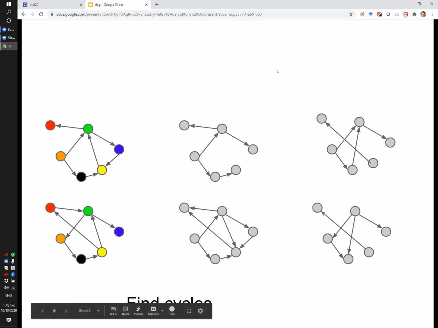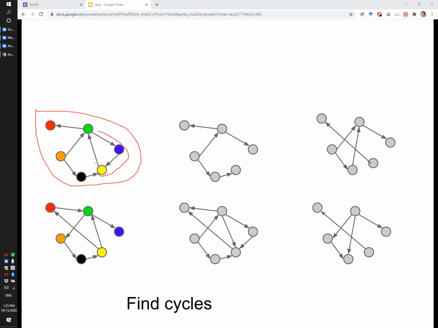So here are some examples. This is a directed cycle: green, yellow, blue. This would not be a directed cycle because, no matter in which way you go along this cycle, you would have to go in the opposite direction to what the arrows indicate. Okay, how about this graph? Do you see a directed cycle there? Yes, this one is another cycle: green, orange, black, yellow, red. So yes, we can find cycles by eyeballing.